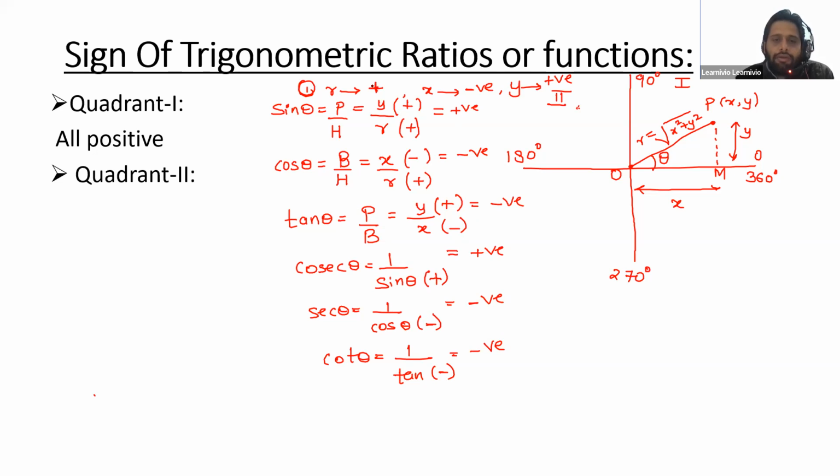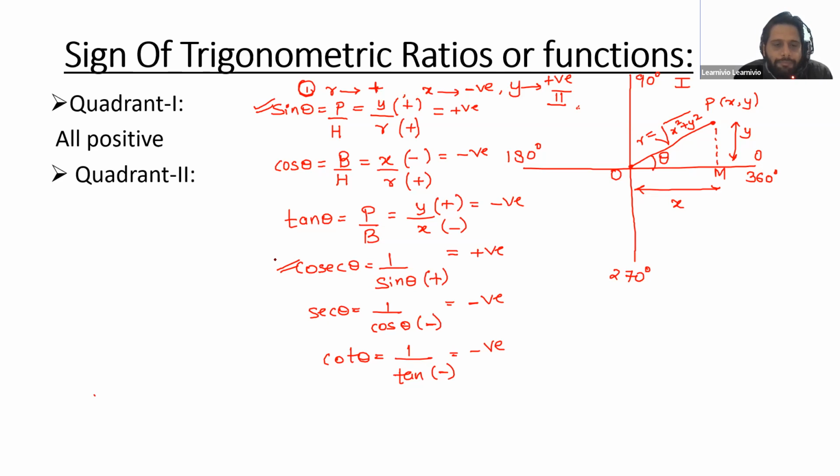So in the second quadrant, sine is positive and its reciprocal is positive. Remaining all the ratios are negative. Remember like this: in the second quadrant, sine is positive and its reciprocal, that is cosec, is positive. Remaining all the ratios are negative.